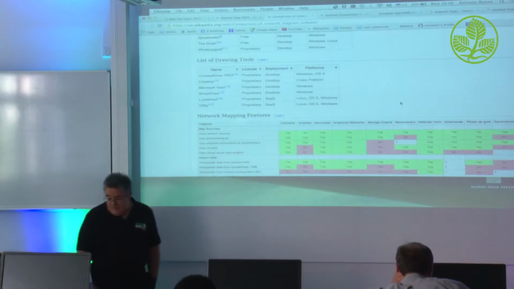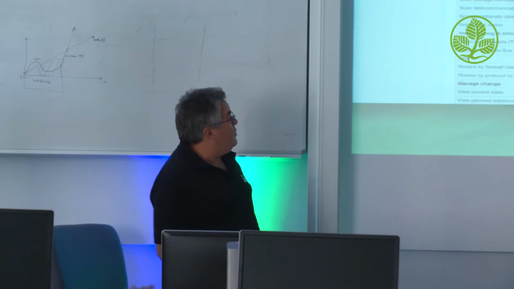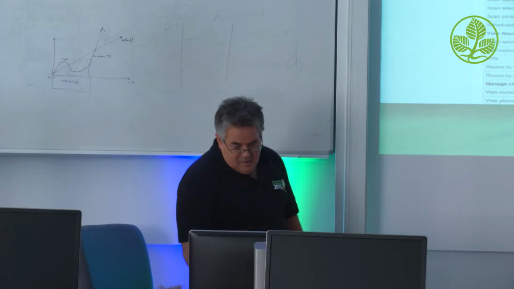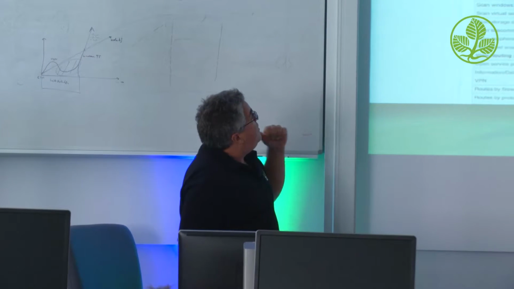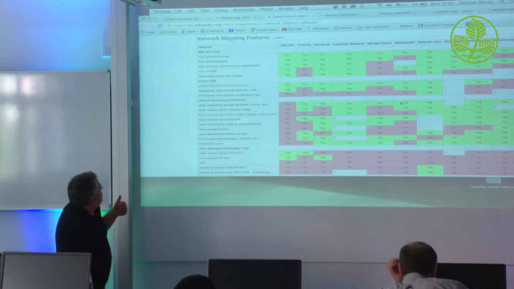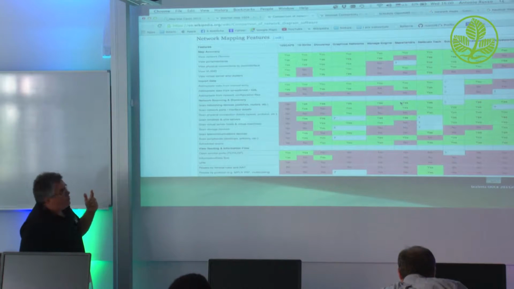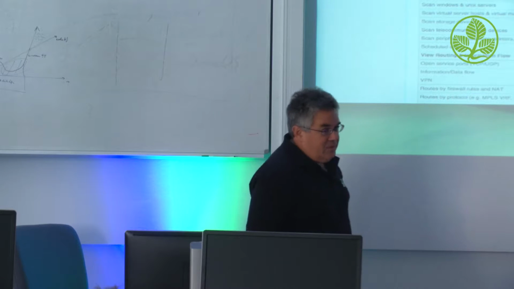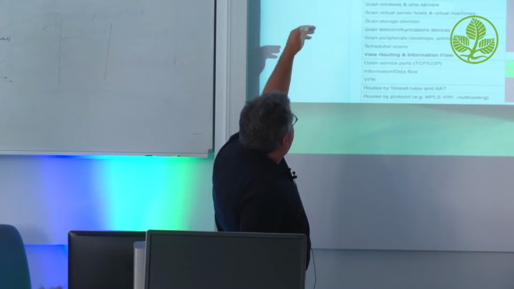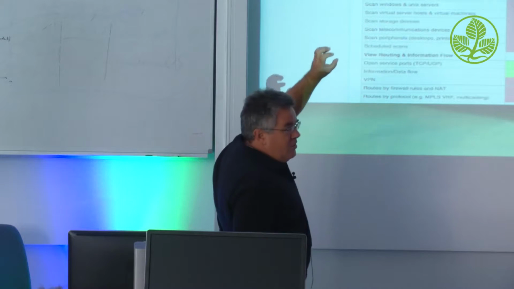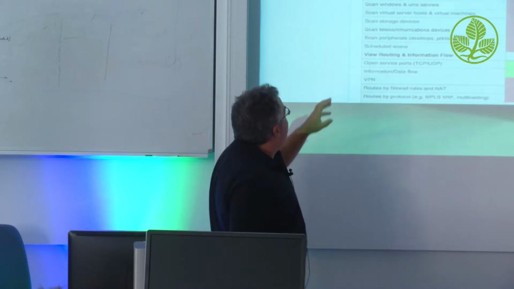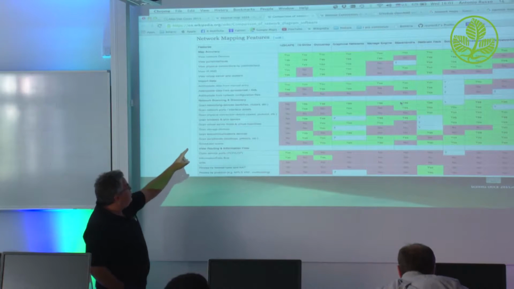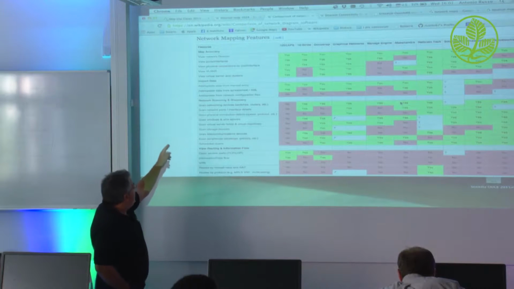We can do that. But here are the network mapping features, okay? So you see map accuracy, view network devices, view port interfaces. These are all use cases in some sense. View physical connection by port interface, view VLANs, view virtual servers and clusters. Then there is another big feature, import data. This is less interesting because with OpenNMS you have a lot of such good features. Network scanning and discovery, scan network devices, scan network ports, interface details, scan, okay.